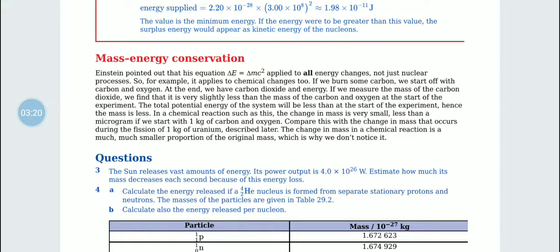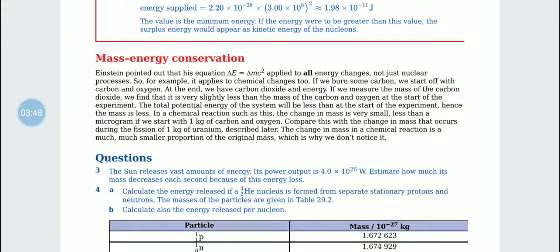So in a chemical reaction, the change in mass is going to be very small, because the energy that is lost is very small. In a nuclear fusion or a fission reaction, you would have a high loss of energy, so you can expect the mass change also to be high.